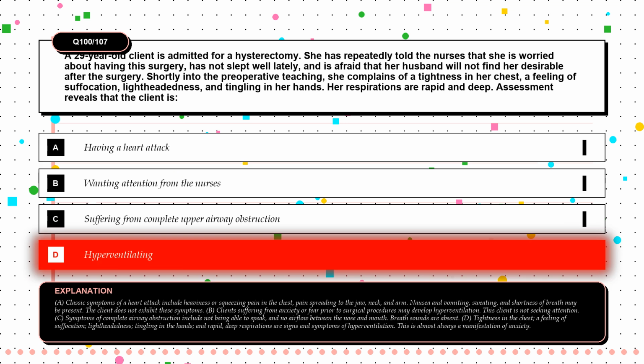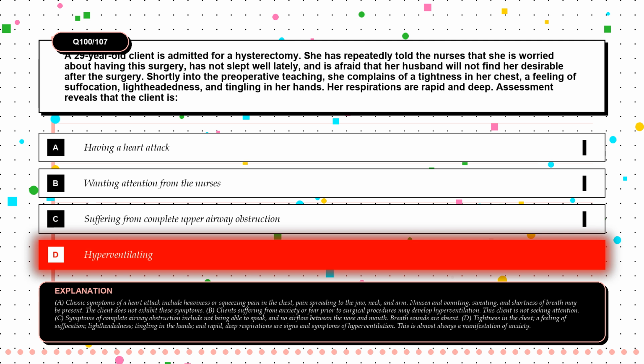A. Classic symptoms of a heart attack include heaviness or squeezing pain in the chest, pain spreading to the jaw, neck, and arm. Nausea and vomiting, sweating, and shortness of breath may be present. The client does not exhibit these symptoms. B. Clients suffering from anxiety or fear prior to surgical procedures may develop hyperventilation. This client is not seeking attention. C. Symptoms of complete airway obstruction include not being able to speak and no airflow between the nose and mouth. Breath sounds are absent.